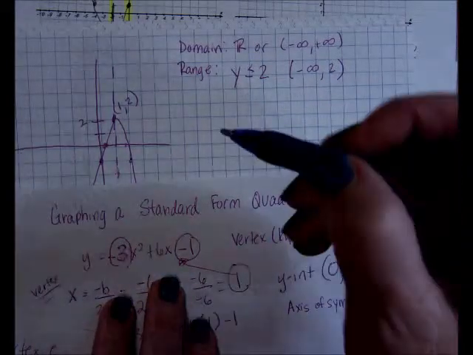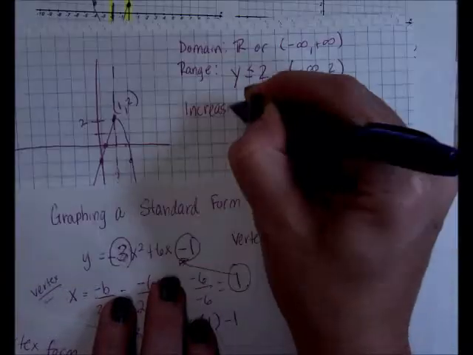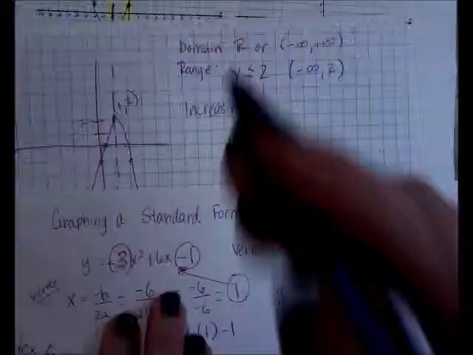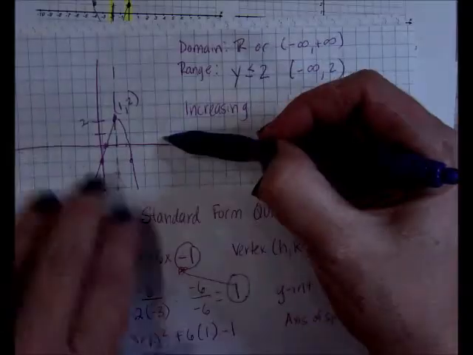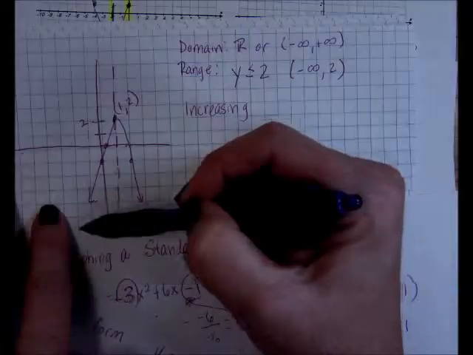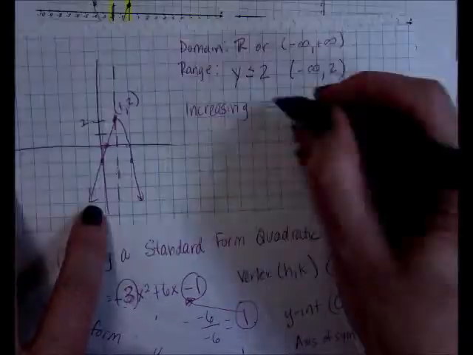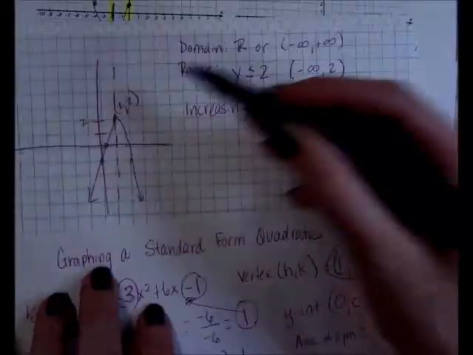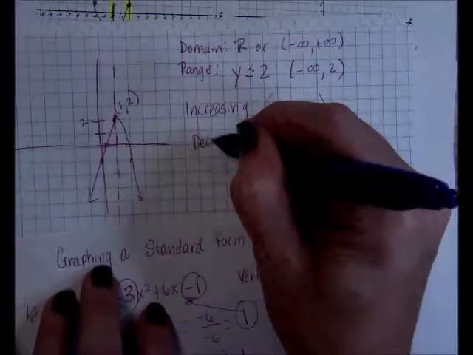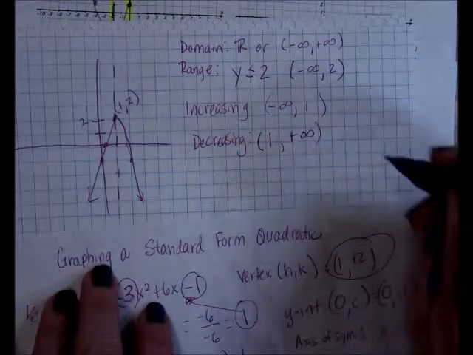Now, the next thing that we can talk about is that the graph is increasing, and you're reading the graph from left to right. So what is my graph doing from left to right? As I'm going from left to right, it is increasing from negative infinity all the way till x is equal to 1. Okay? And then decreasing when it hits that vertex at 1, it's decreasing all the way from 1 to positive infinity.